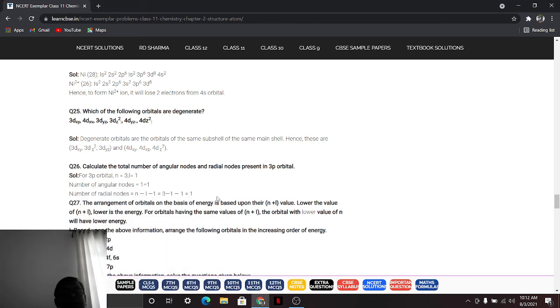The arrangement of orbitals on the basis of energy is based on their n plus l value. Lower the value of n plus l, lower is the energy. For the orbitals having the same values of n plus l, the orbital with lower value of n will have the lower energy.